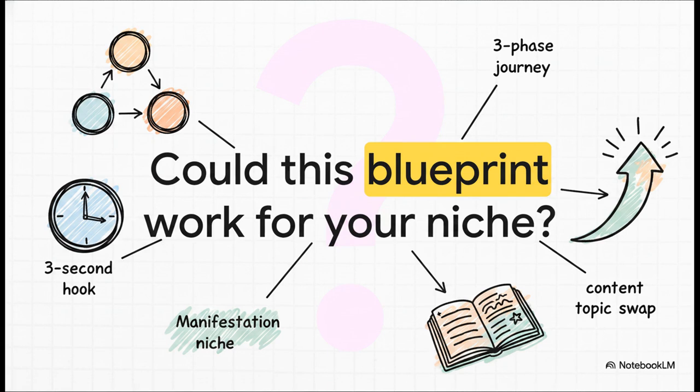Which leaves us with one really fascinating question. We've seen exactly how this hyper-structured, psychologically paced blueprint dominates the manifestation niche. But think about the underlying engine for a second. That tight 3-second hook, the 3-phase psychological journey, those non-negotiable aesthetic rules. Could you take this exact same 10-day master plan, swap out the topic, and ignite your own niche? Seriously, could this be the cheat code for your content?